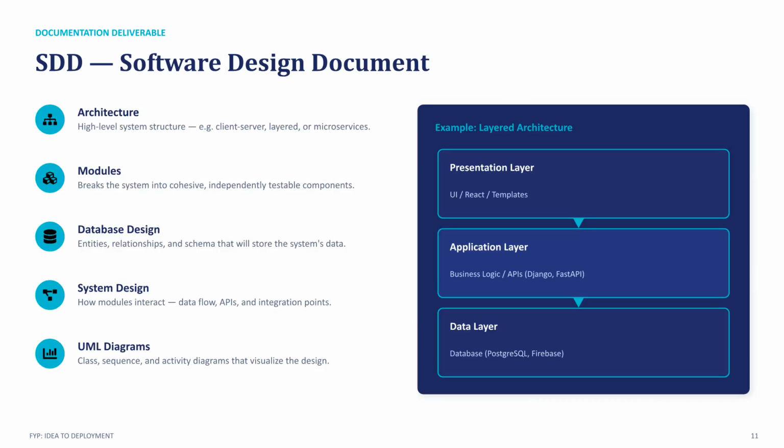The Software Design Document, or SDD, outlines how the system is built. It details your architecture, modules, database schema, and overall system design. For example, a layered architecture separates your user interface, application logic, and data storage.